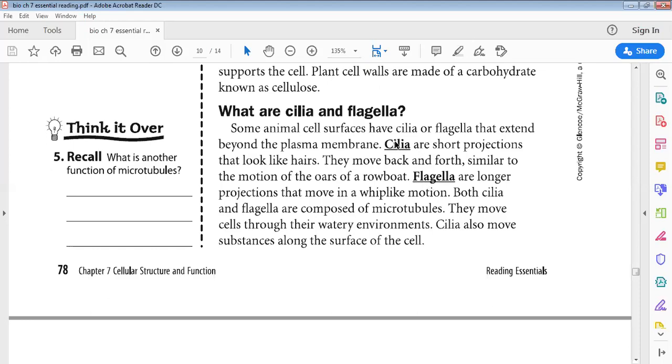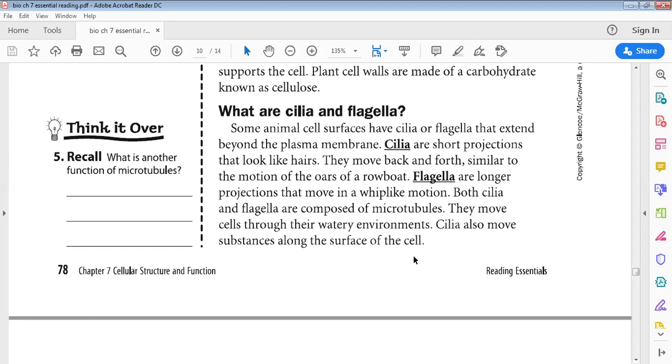What is the difference between cilia and flagella? Cilia are short projections that look like hairs, but the flagella are longer and move in a wave-like motion. Both cilia and flagella are composed of microtubules. They move cells through their watery environment, so these cells move in the water. Cilia also move substances along the surface of the cell.